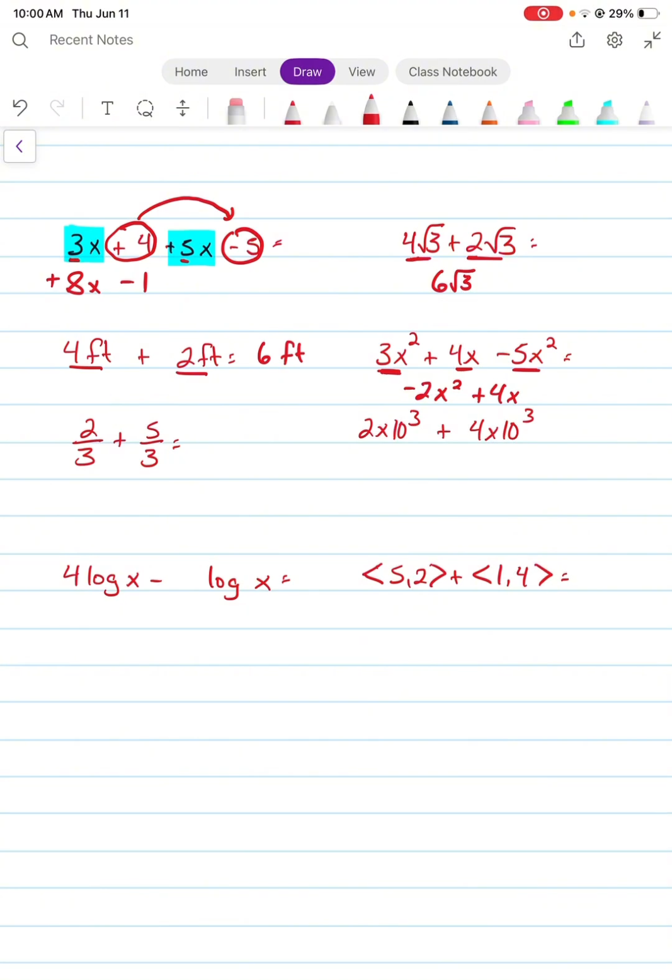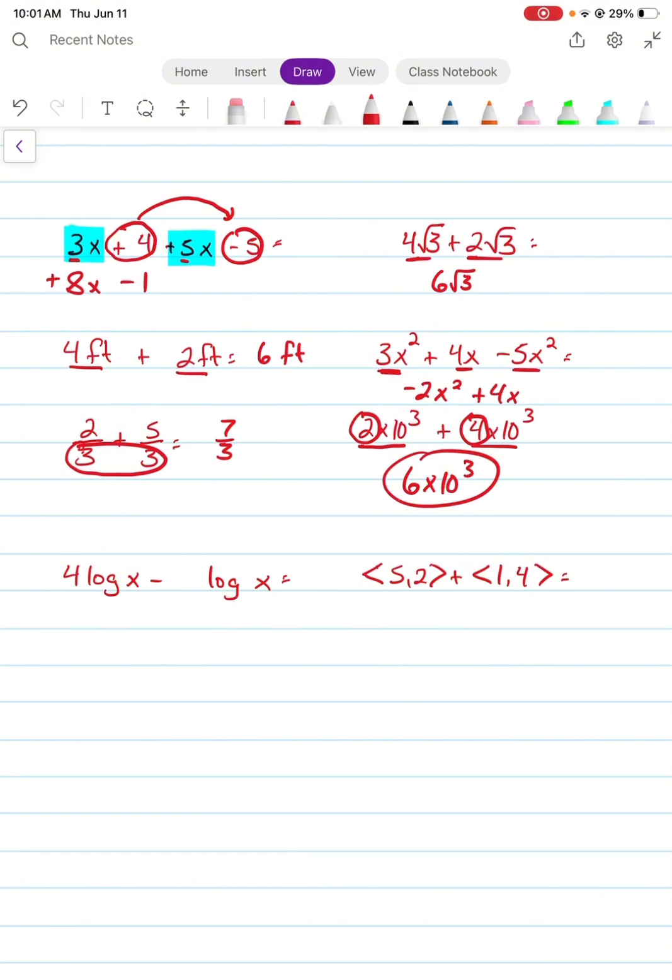This trickles down all the way to fractions that we learned back when we were younger. 2 out of 3 plus 5 out of 3. If they're alike, you can add them. 2 out of 3 and 5 out of 3 gives you 7 out of 3. Scientific notation, 2 times 10 to the third, 4 times 10 to the third. Again, the 2 and the 4 tells you how many 10 to the third you have. 2 times 10 to the third plus 4 times 10 to the third gives you 6 times 10 to the third. Again, you're only adding the coefficients.